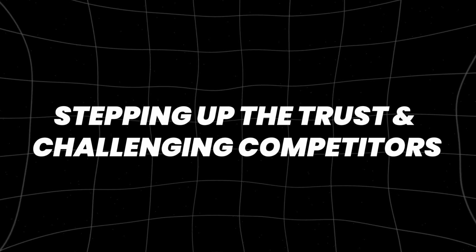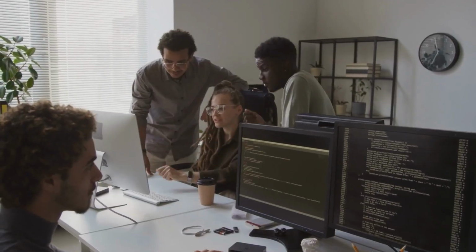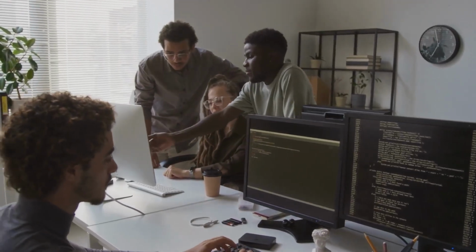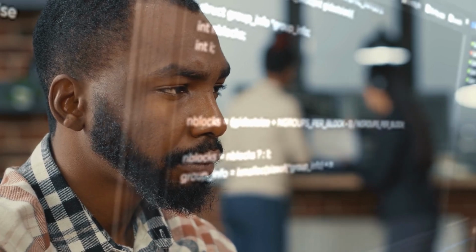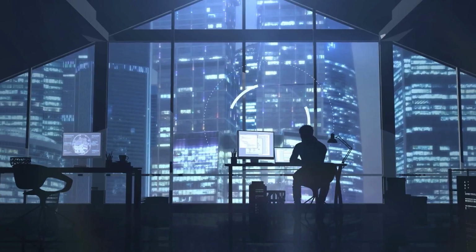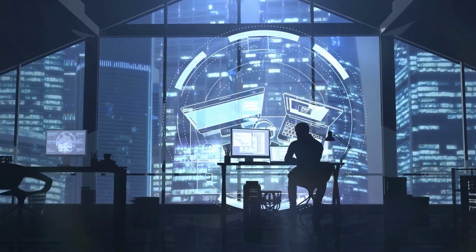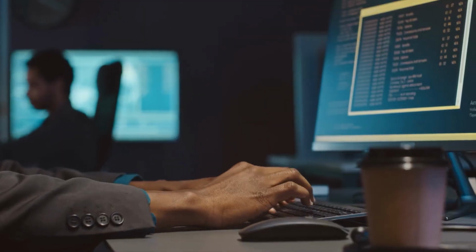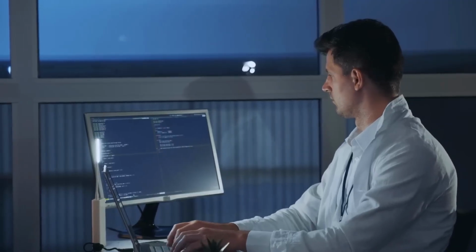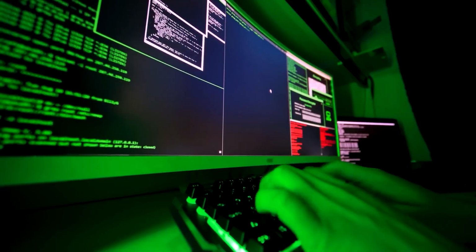Stepping up the trust and challenging competitors. Apart from the privacy issues, Anthropic has stepped up to fix one of the biggest problems people often face with artificial intelligence. This problem traces to the very moment AI starts sounding like it knows what it's saying, but the information turns out to be wrong.